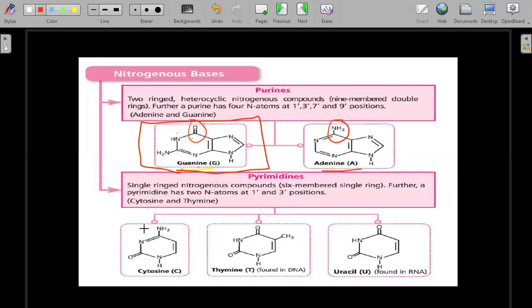And then from the pyrimidine side, we have three of them: cytosine, thymine, and uracil. This is the structure of thymine, this is the structure of cytosine, and this is the structure of uracil. Right, so that's all on question 1. We've drawn the general structure of purines and pyrimidines.